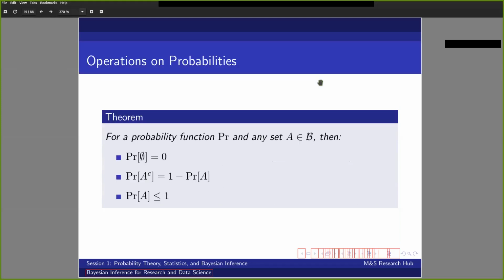Now, we have another theorem. For a probability function P and any set A as an element of B, first, the probability of the null set is 0. Next, the probability of the complement is equal to 1 minus the probability of A. And last, the probability of any event A is less than or equal to 1.